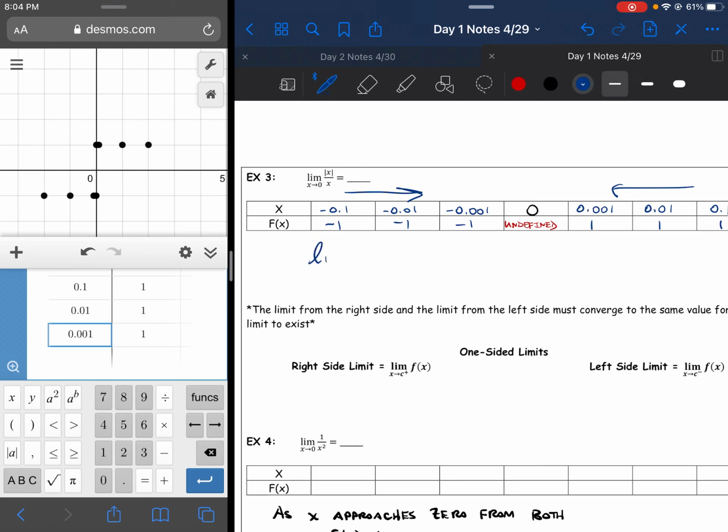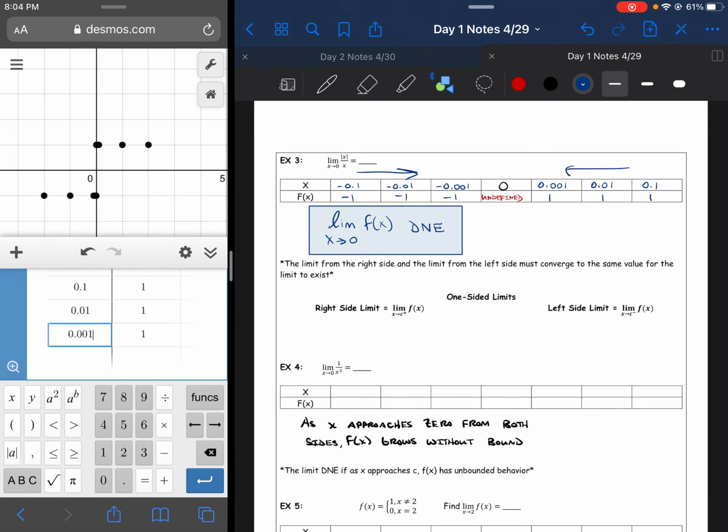So we would say that the limit of f of x, in this case f of x is absolute value of x over x, as x approaches 0, does not exist. DNE meaning does not exist. Okay, and we can see the justification right here. The limit from the right side and the limit from the left side must converge to the same value for the limit to exist.